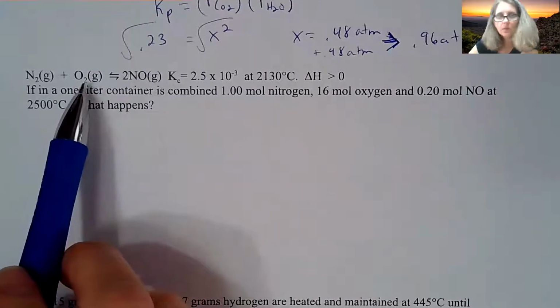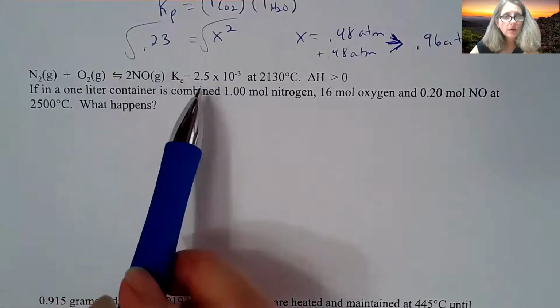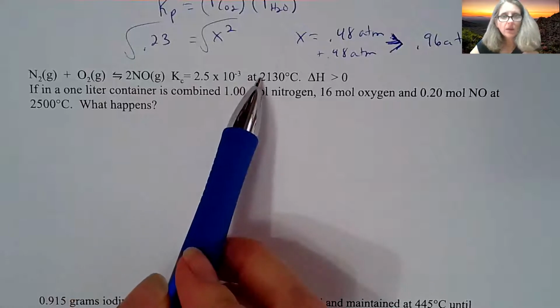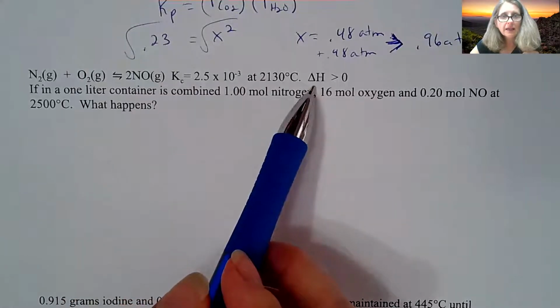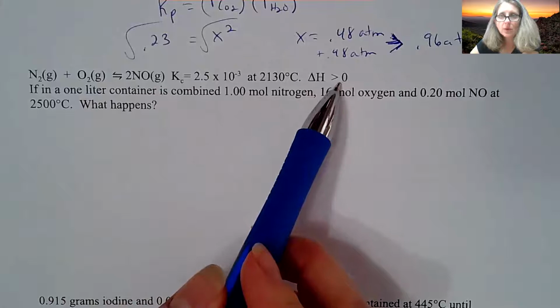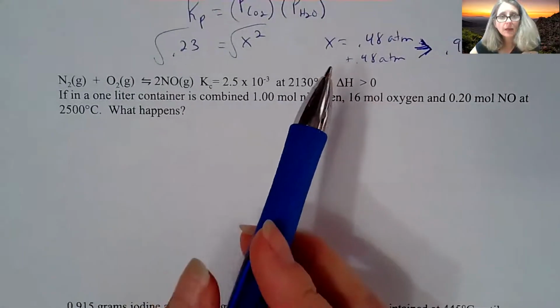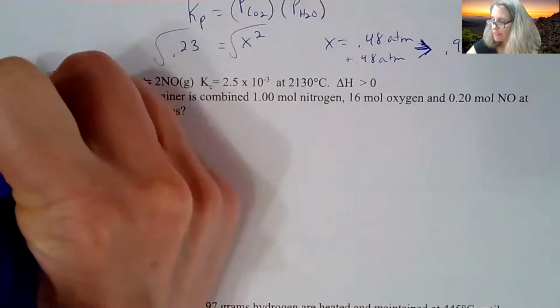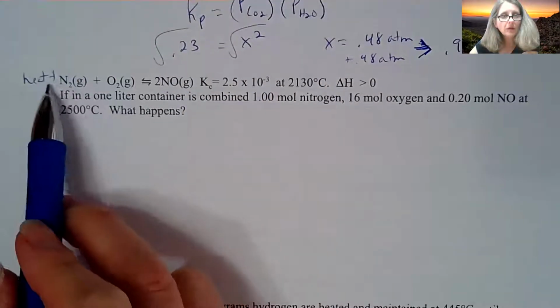So N2 plus O2 goes to 2NO. My Kc is this at 2130 degrees Celsius, and it's telling me my delta H is greater than 0. So that must mean this is endothermic. So endothermic again means heat is on the reactant side. So I'm going to write it over here.